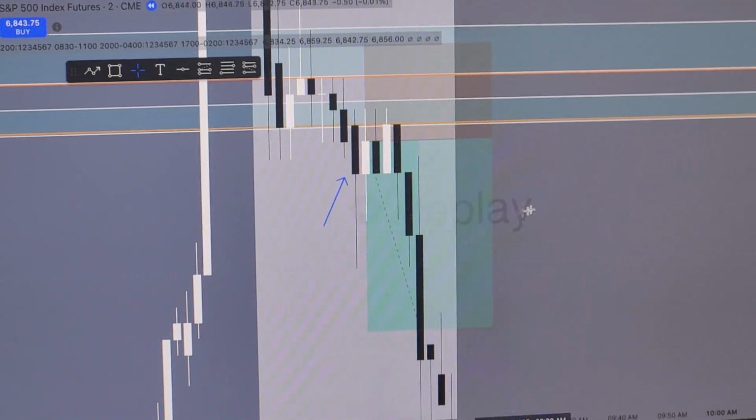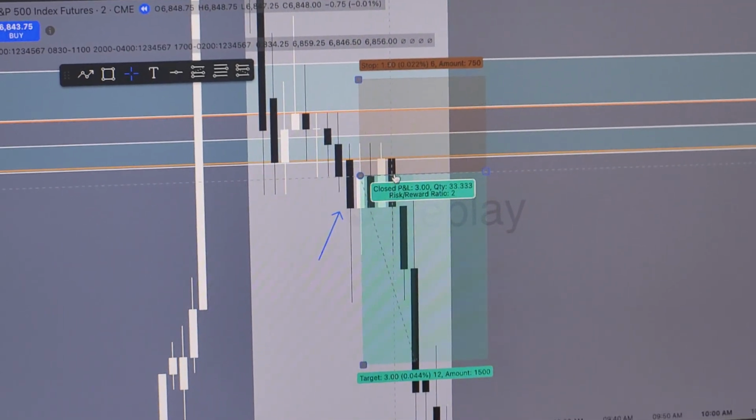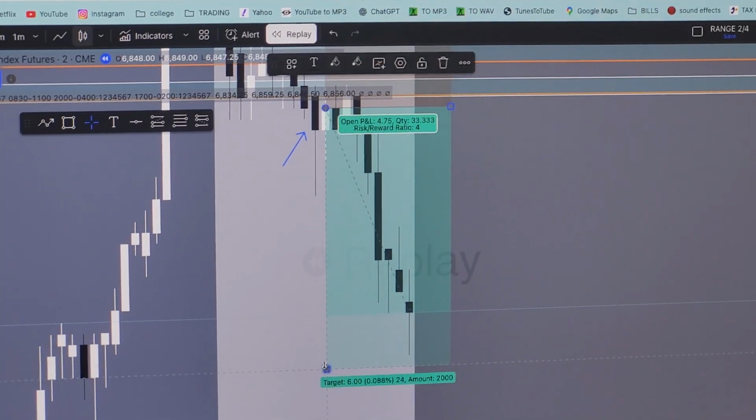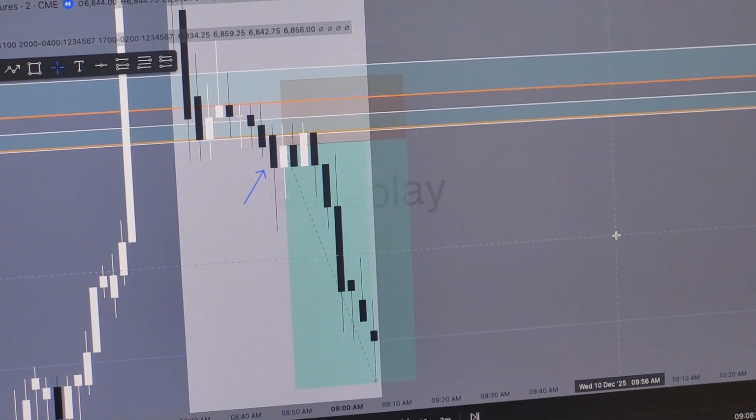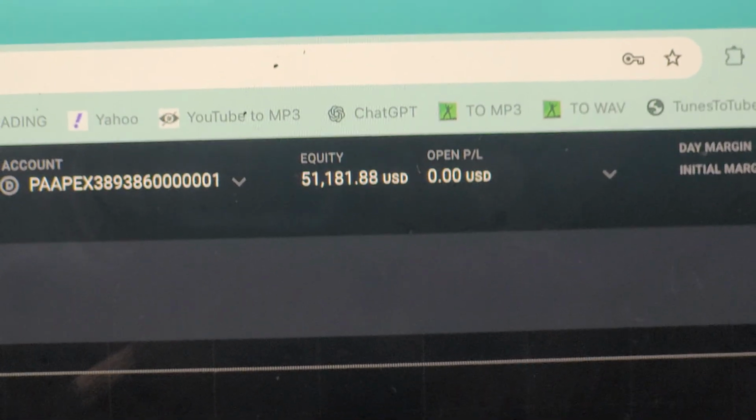But we know the ending point of that. Price consolidated a bit, and then it just dropped, and now I think it's close to a 1 to 4. The highest it got to was a 3.83. Sometimes I wish I'd hold these trades, but again, this isn't real money. Of course I could trade again, but I don't want to, so I'm just going to call it. We're currently here on the account.